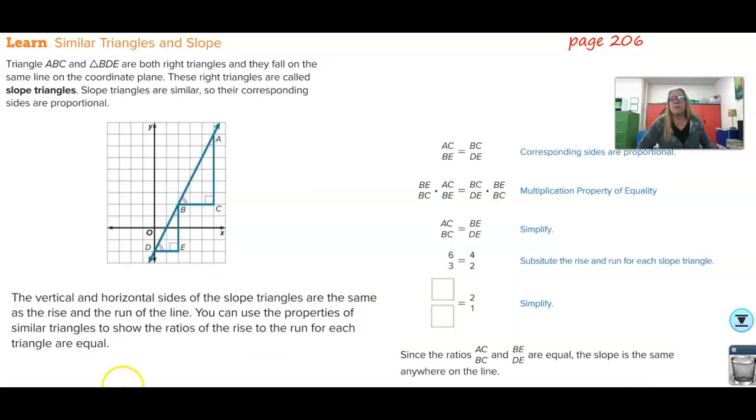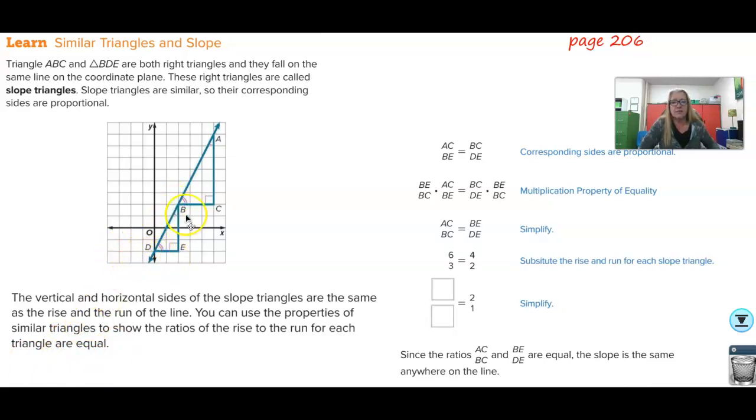Triangle ABC and BDE are both right triangles, and they fall on the same line on the coordinate plane. These right triangles are called slope triangles. Slope triangles are similar, so their corresponding sides are proportional. Because they were drawn on the same line, they're slope triangles. The vertical and horizontal sides of the slope triangles are the same as the rise and the run of the line. You can use the properties of similar triangles to show the ratios of the rise to the run for each triangle are equal. All right, so that's a lot of math words, but here's what it says.